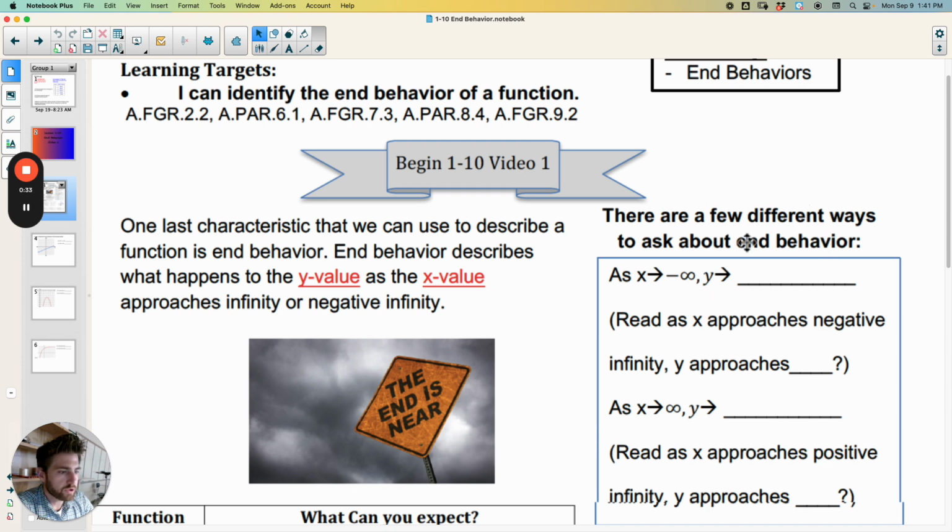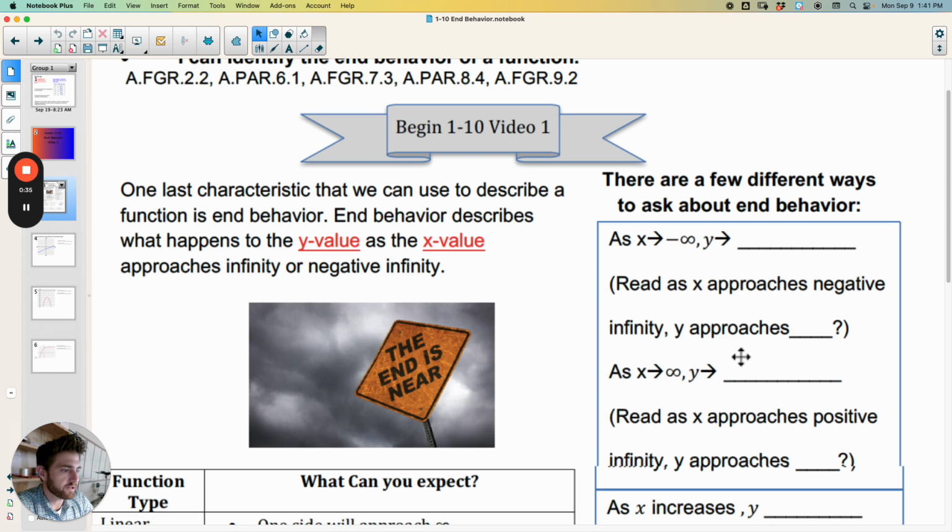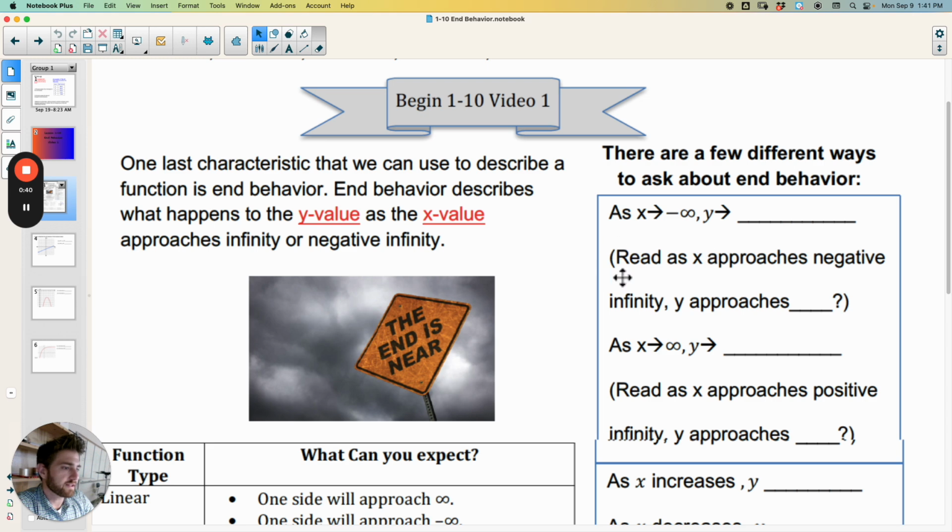Now, if you look on the right hand side of the page here, there's nothing really we need to fill in here. These are just some examples that you're going to see. If you see a notation like this, where x and then you have the arrow going towards negative infinity, this reads as x approaches negative infinity, y approaches something, whatever is happening with the graph. That's the way you would read that. And then here, this would read as x approaches positive infinity, what is y doing? So y approaches some value.